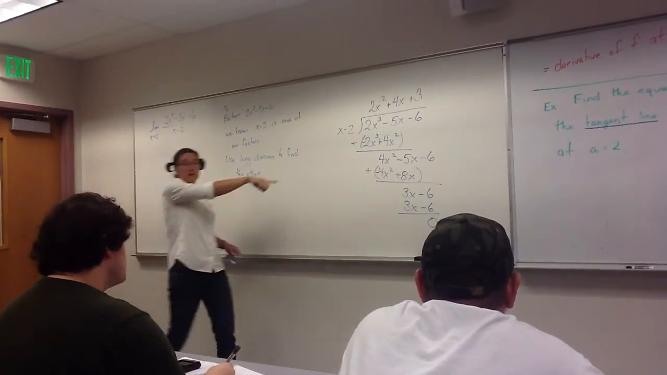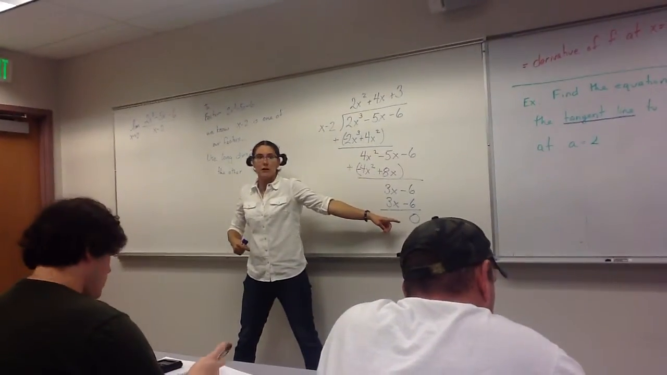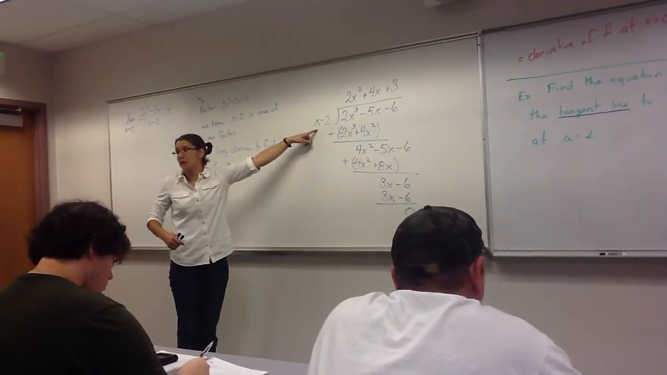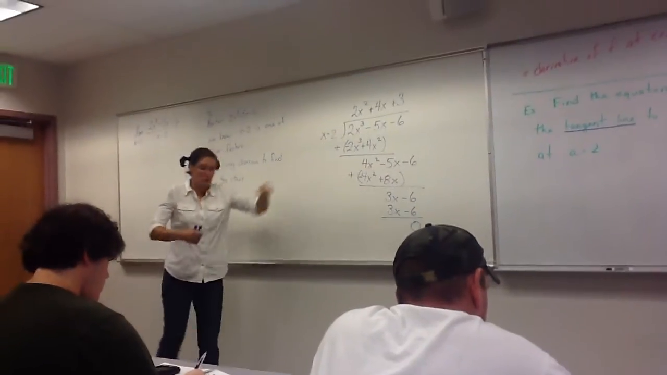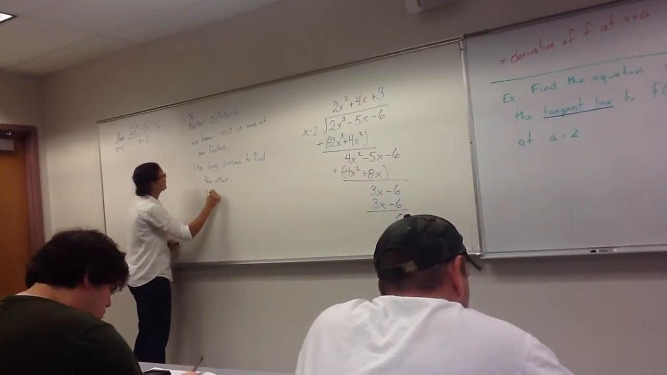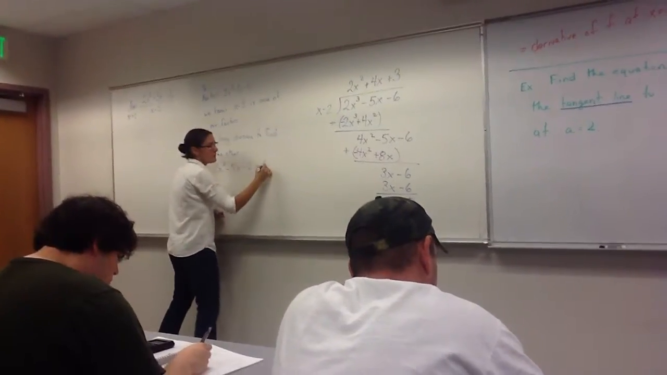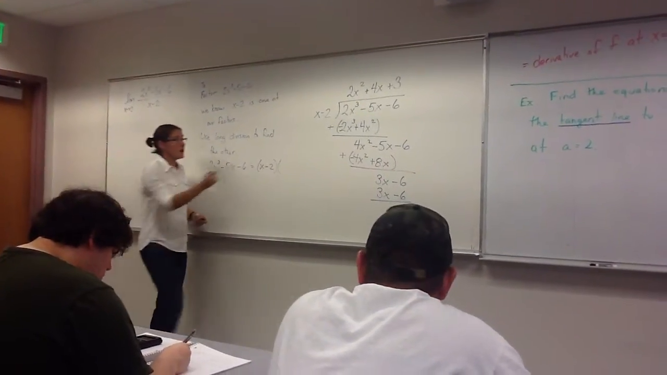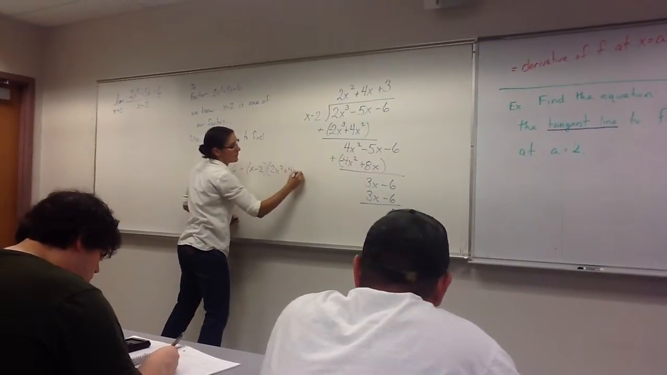And so what this long division did for us, and we'd better end up with a remainder of 0 because we're claiming that we can divide out an x minus 2. Okay? If you don't get a remainder of 0, something went wrong. What this tells us is that 2x cubed minus 5x minus 6 can be factored into x minus 2 times 2x squared plus 4x plus 3.